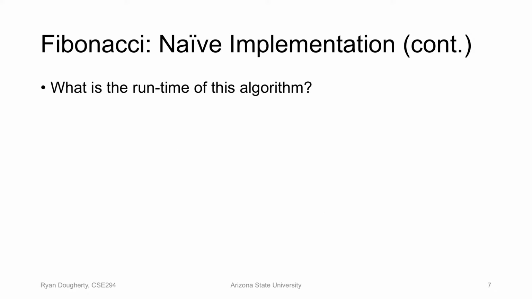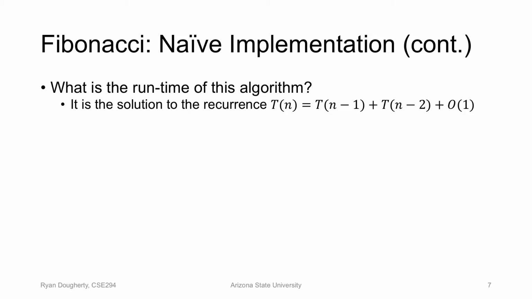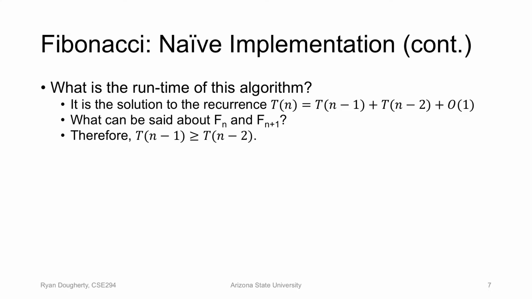We've seen that before, so let's just look at the runtime. It's the solution to the recurrence we already saw, right? But in this case, it's the running time of the algorithm versus the actual number itself. And then constant time to combine the solutions, but it's negligible. So what can be said about f of n and n plus 1? This is just a technique to upper bound the recurrence. So we can say that the n minus 1th Fibonacci number must be larger than the n minus 2th Fibonacci number, clearly, right? So therefore, we can put an upper bound here.